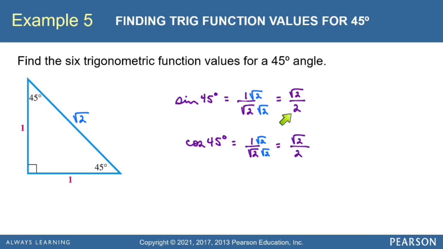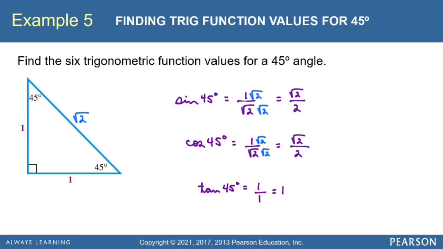Now that makes a lot of sense because we know that the sine of an angle is equal to the cosine of the complement angle. And 45 is its own complement, so it makes sense that the sine and cosine should both be the same value. And then the tangent of 45 would be opposite over adjacent, so that would be 1 over 1, and of course that is just 1.